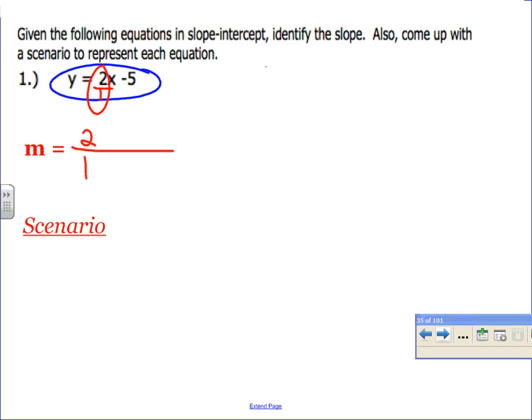Okay, now that you have your slope written down, we need to write a scenario. So y equals 2x minus 5. When you're writing a scenario, you always want to start with the number right here. This is always our starting point. Okay, so I'm going to help you with this one. We could say something like, Miss Scaliato lost $5. And the reason I said I lost $5 is this 5 is negative. So we could say Miss Scaliato lost $5. And then the 2 is positive. That's our rate of change.